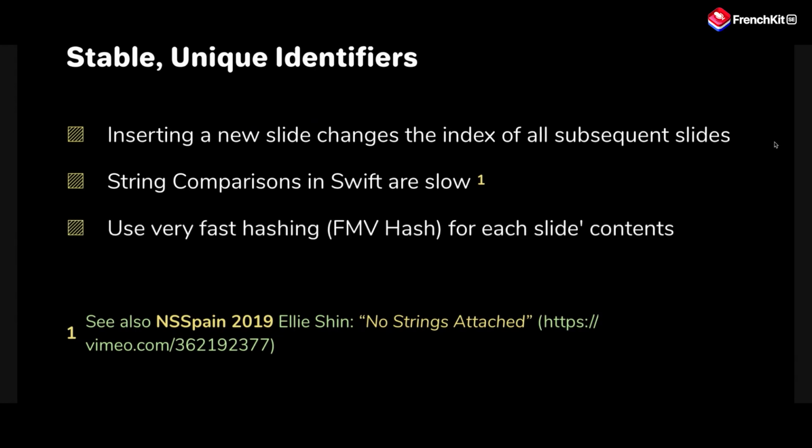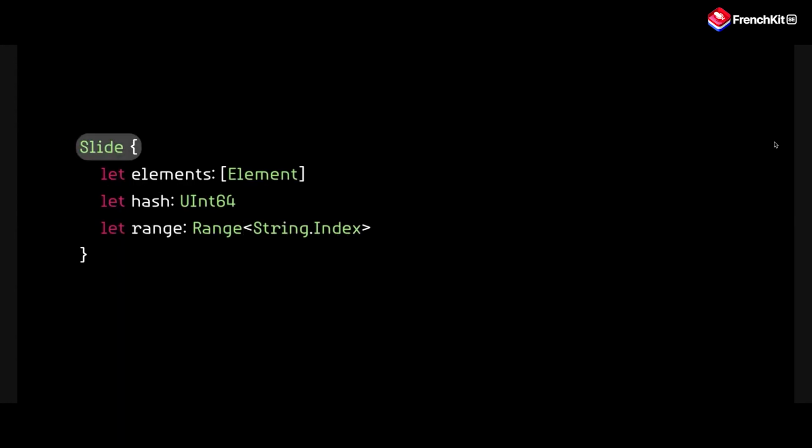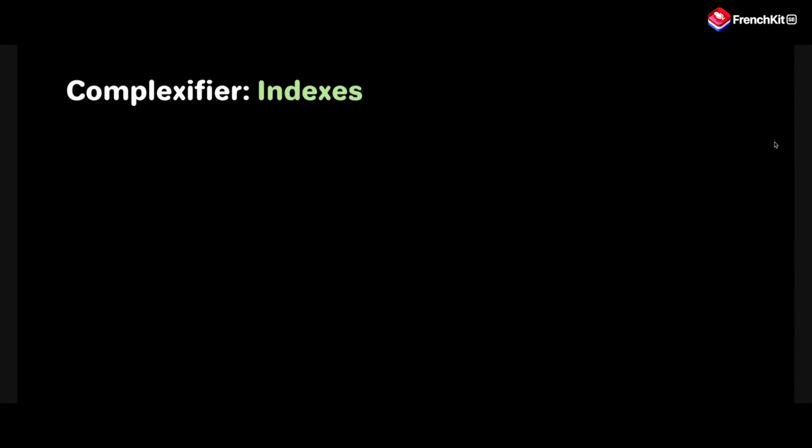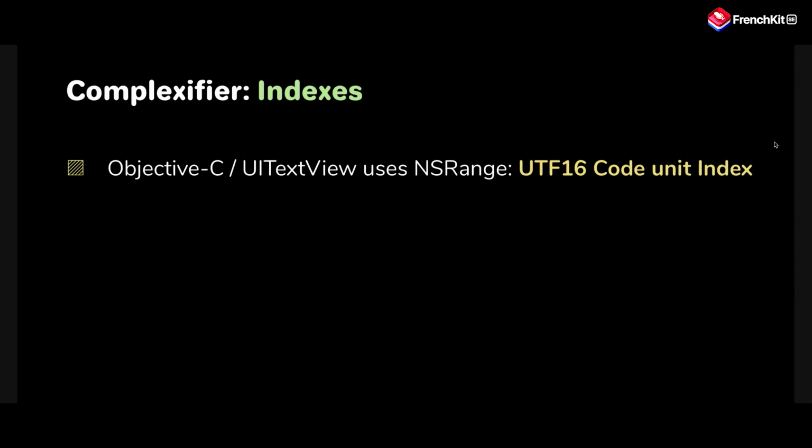So what I'm doing instead is, on the Rust side, I'm using a very fast hash called FNV hash to hash the contents of each slide. I just get an integer back, and I can just compare that integer, which is very fast. So this is what I get back: a slide, these are the elements, and this is the hash that is based on the contents of the slide. That is very fast, and that allows me to not have cache invalidation if you insert a new slide. One complication that I ran into with the Rust thing and with this were indexes, because Objective-C uses UTF-16 indexes for their NSRange type.